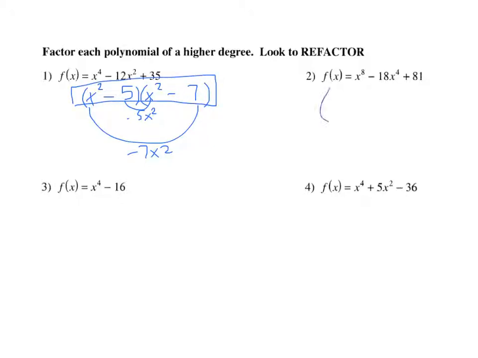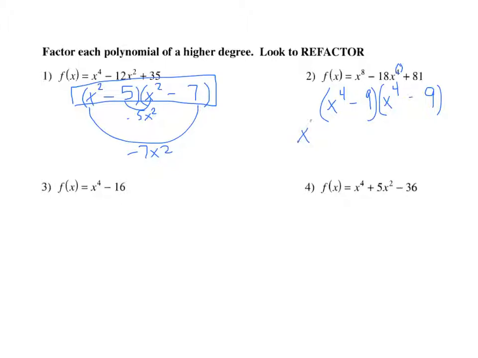All right, so in this one I'm going to split it up. Instead of an x and an x, it's going to be an x to the 4th times an x to the 4th, which will work nicely if you notice my middle term is an x to the 4th there. All right, looks like factors of 81, probably going to be 9 and 9. The signs are the same, they're both minuses.